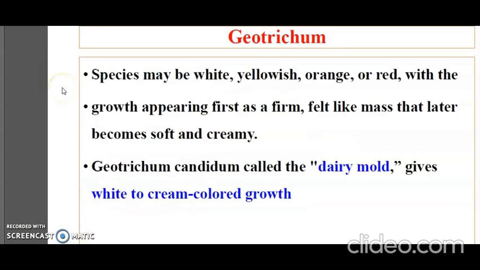The next one is Geotrichum. The species may be white, yellowish, orange or red, with the growth appearing first as a firm fat-like mass that later becomes soft and creamy. Geotrichum candidum is also called dairy mold and it gives rise to white to cream colored growth.